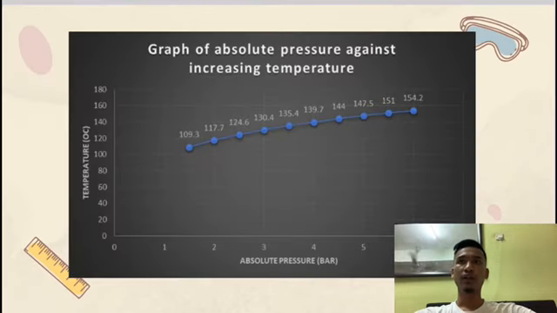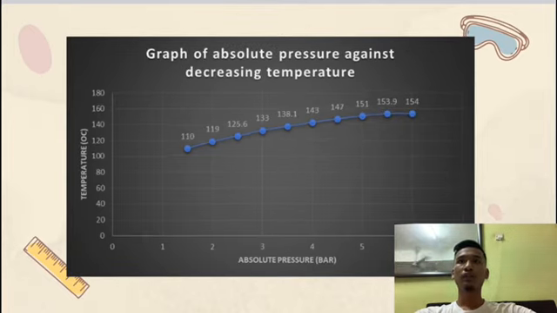Okay, we move to the graph. This is the graph for absolute pressure against increasing temperature. Basically the graph is slightly linear. On the y-axis we have temperature, and on the x-axis we put absolute pressure in bar. Next, the graph of absolute pressure against decreasing temperature. Basically it's the same, linear.